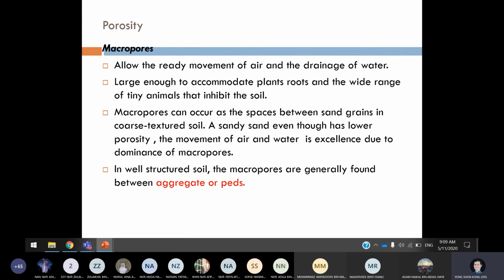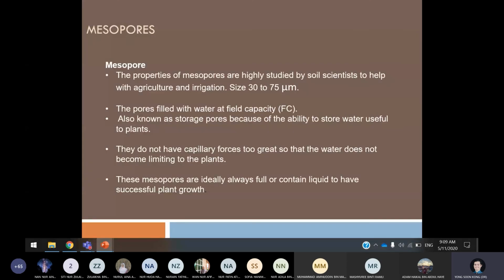If it's too big, moisture cannot be retained. Ultimately, it's not too good as well. Okay, what about mesopore? Now, mesopore is slightly smaller.